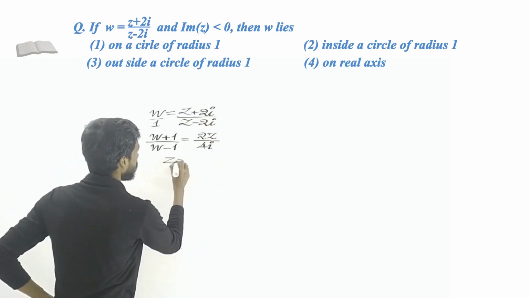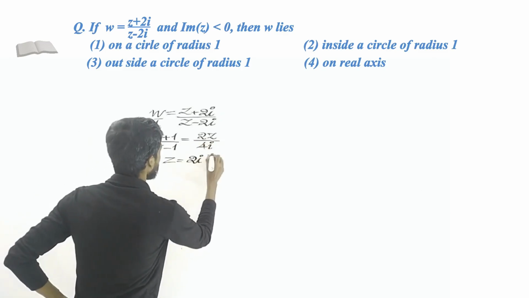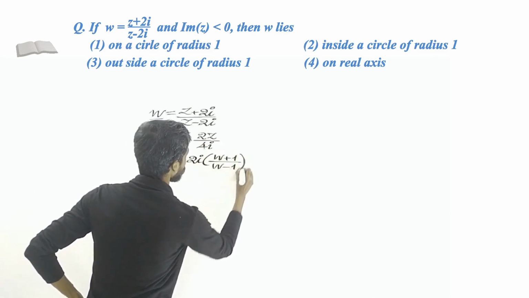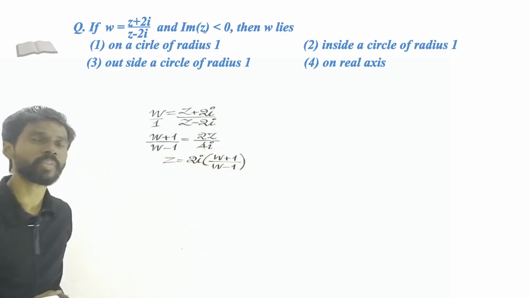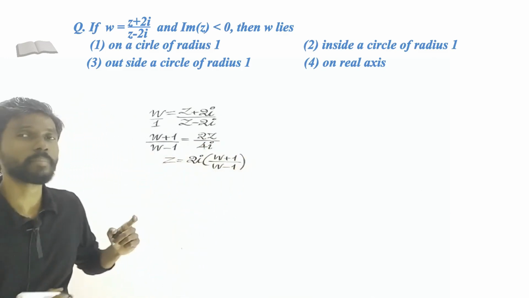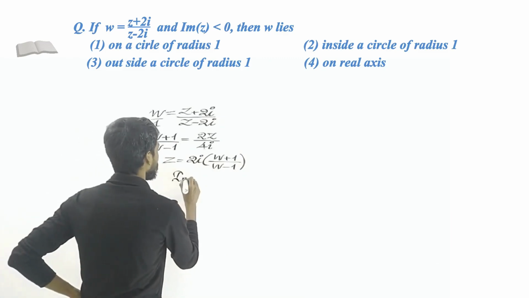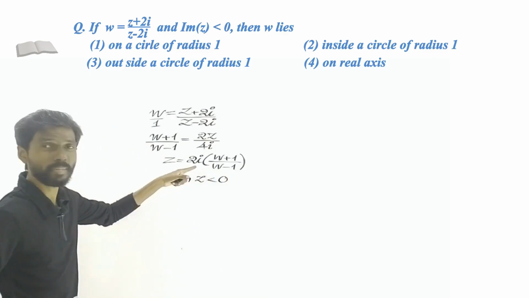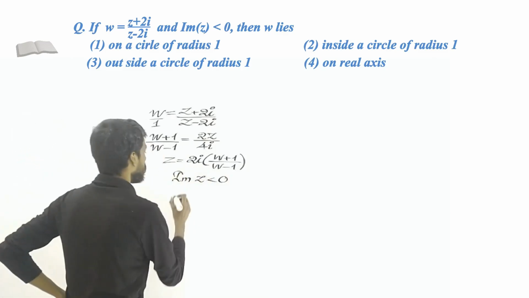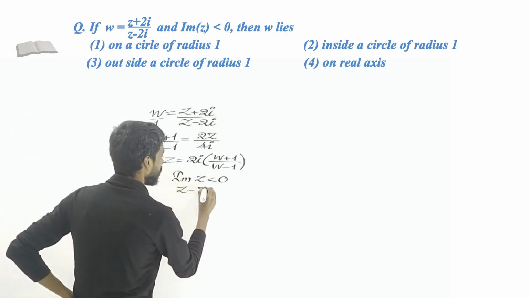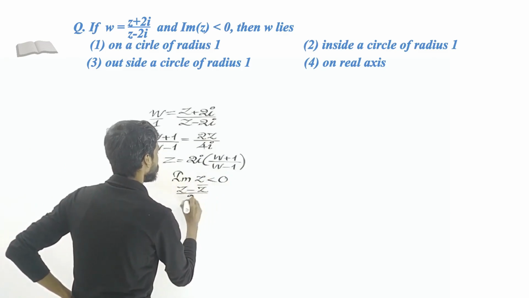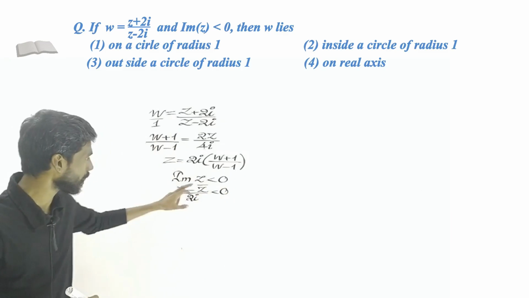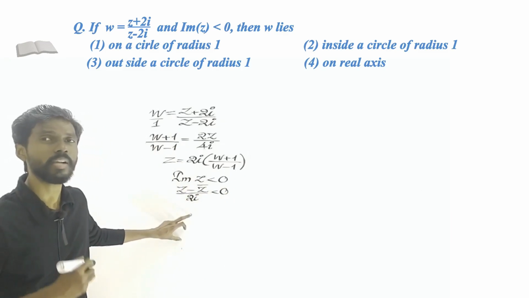So this will give you z: 1 divided by 2i, so 2i multiplied by w plus 1 divided by w minus 1. That's all. This is z in terms of w. But it is given that the imaginary part of z is less than 0. So find the imaginary part. What is the formula for imaginary part? That is z minus z bar divided by 2i, and that is less than 0.